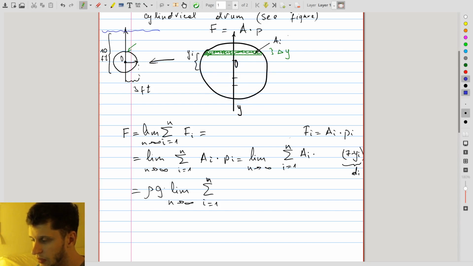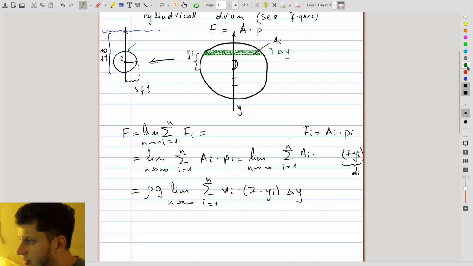Okay. So now what I have to do is to think of Ai as a rectangle. It has variable width, but constant height. And so I have the height delta y and width wi. So it remains to express the width of my thin strip through y. Here's how I do that.